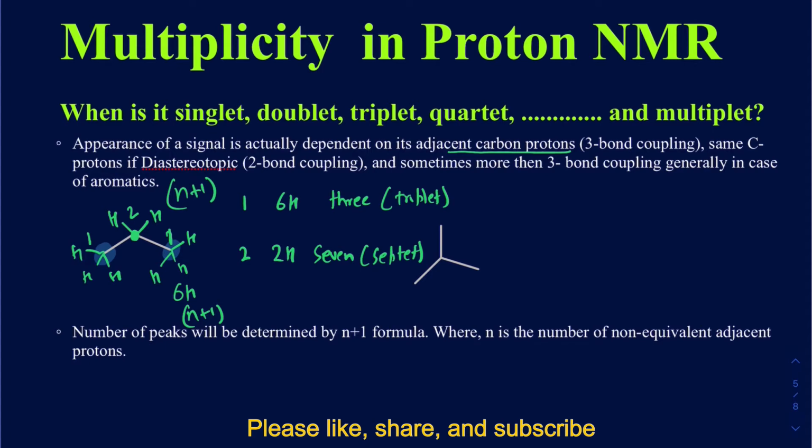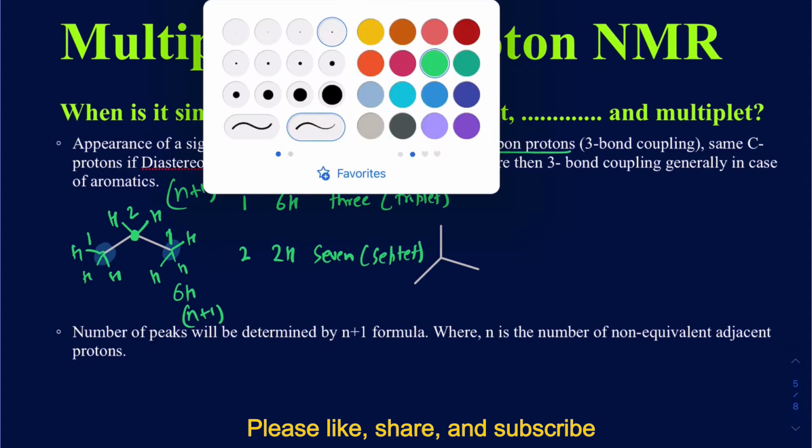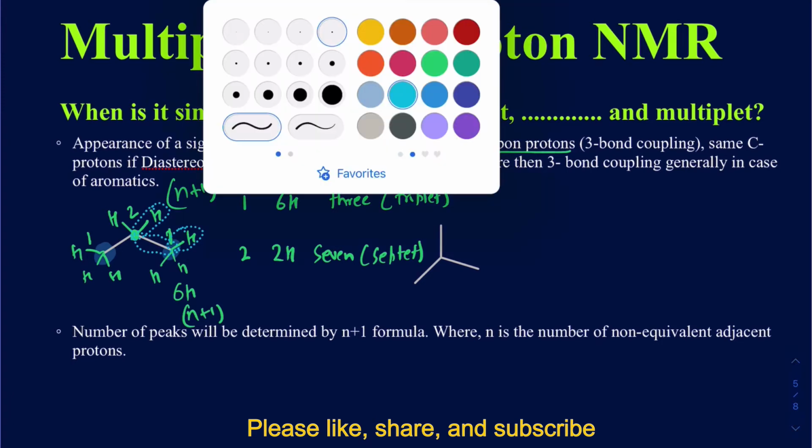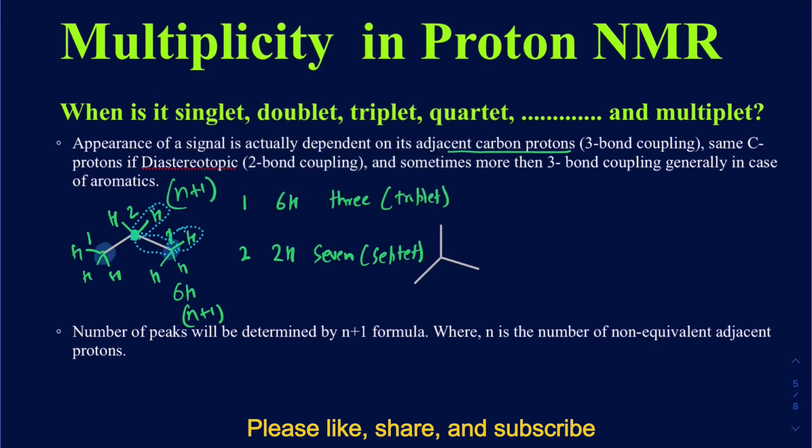This is called a 3-bond coupling. Why is this called a 3-bond coupling? From here, that's 1 bond, that's 2 bonds, and that's 3 bonds. So there are 3 bonds between those hydrogens. So that's the 3-bond coupling. Sometimes you may see diastereotopic protons. They are also coupling. There are 2-bond couplings. And sometimes you will see 3-bond couplings as well, and that usually happens in the case of aromatics. I'll talk about that whenever we get to those examples.